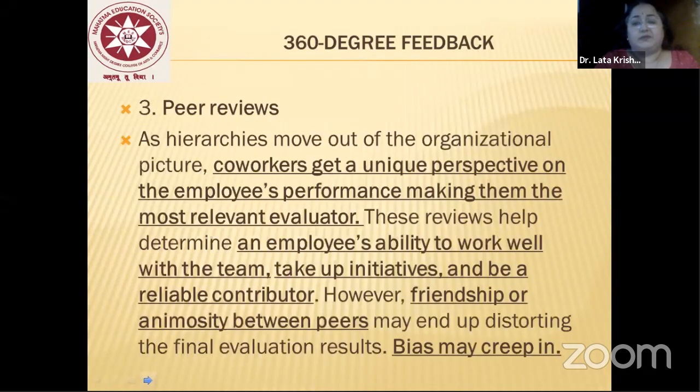Then peer reviews. In the 360 degree, you first make a self-assessment, make your own report about your performance. Then you get feedback from your superior about how you have worked in that period. Then in the third report, you get feedback from your peers, people working at your same level. If you're a marketing manager, get a report from the accounts manager, or get a report from the purchase manager, because you have been interacting with them. They are at the same level. And so the co-workers get a unique perspective on the employee's performance, making them most relevant evaluators.